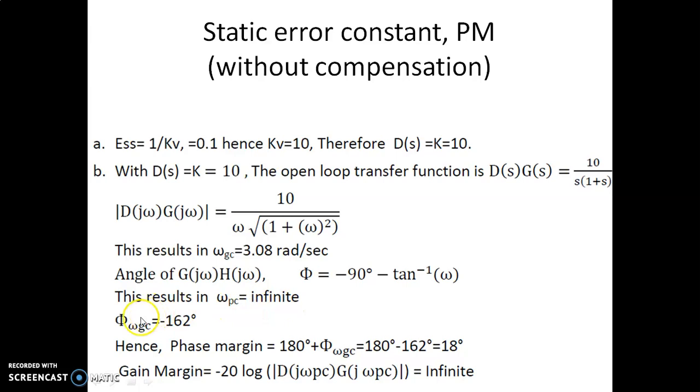You can find the phase at omega equal to omega GC as minus 162 degrees, from which we can find the phase margin, which comes out to be close to 18 degrees. Of course, the gain margin is infinite because omega PC is infinity. Let us go to 20-sim and verify whether the phase margin is 18 degrees and whether the gain crossover frequency is 3.08.